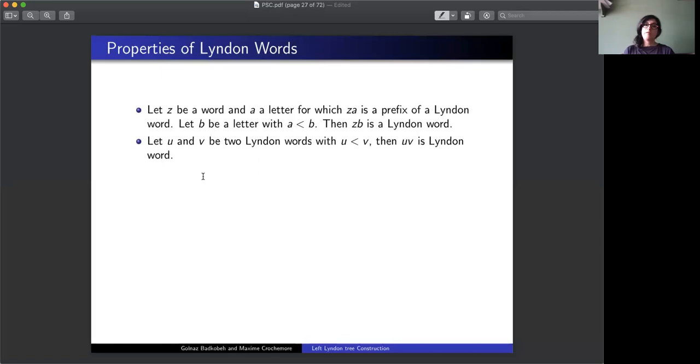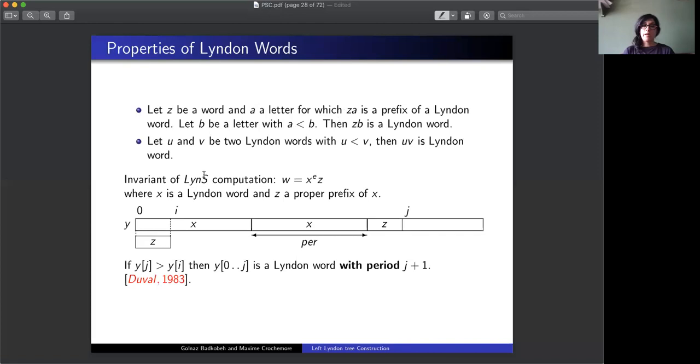Okay, then U and V, if U and V are both Lyndon words and U is smaller than V, then the concatenation of them is also a Lyndon word. Okay, and the key in our algorithm was this property by de Waal that if you have a Lyndon word, it can be written as x to the power of e, z, where z is a prefix of x plus a letter. So all Lyndon words, if they are not singleton, can be written in this form. And x is the period, obviously, and z is a prefix of x.